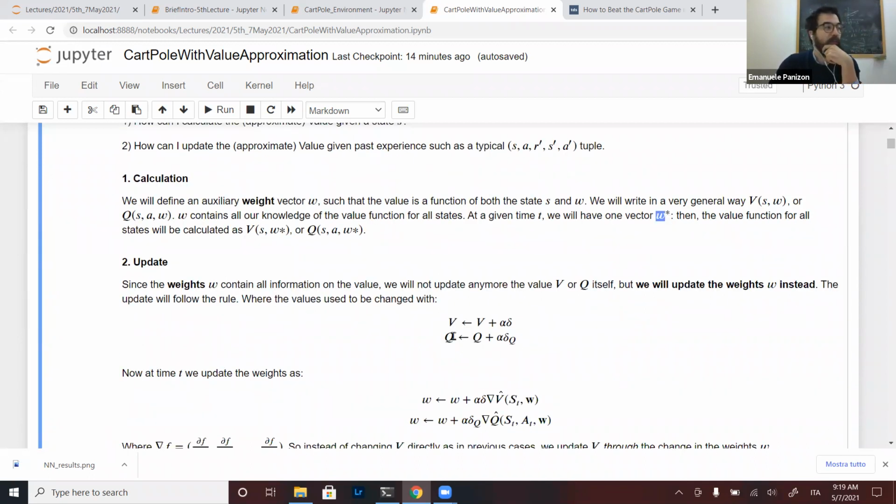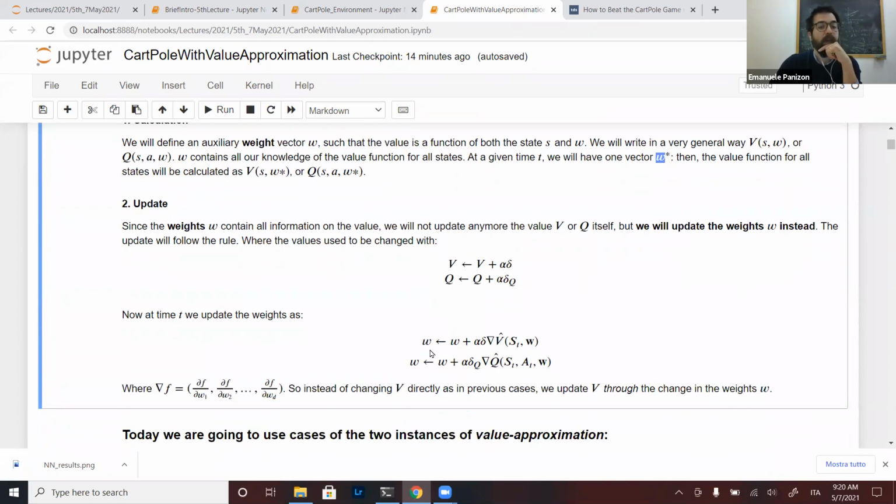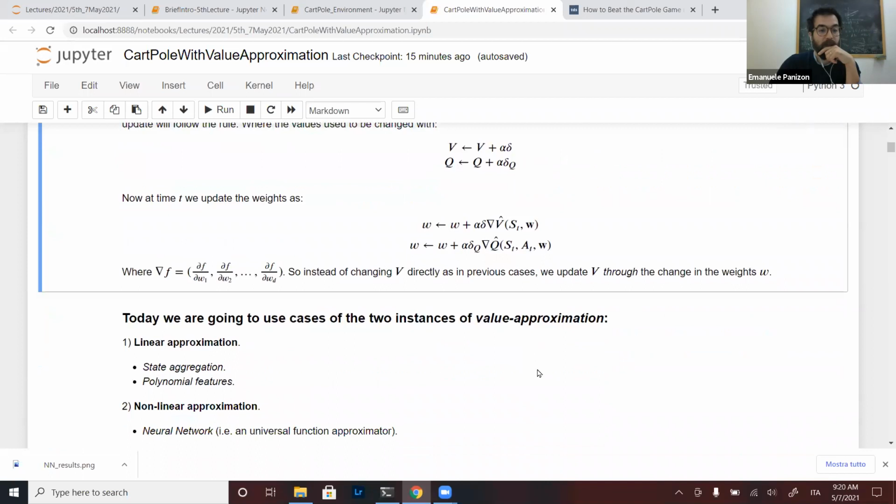And as we saw before, the value usually changes with some update like this in temporal difference. I had some estimator delta, and then I change my estimation of V and Q. Now I will have my W, my auxiliary vector, and the change is very similar, but instead of changing the value itself, I will change the weights along the gradient of the value with respect to the auxiliary vector. So it's an indirect change. Instead of changing the value directly, I'm changing the value through the change of this auxiliary vector, through the gradient of the value function with respect to the weights.